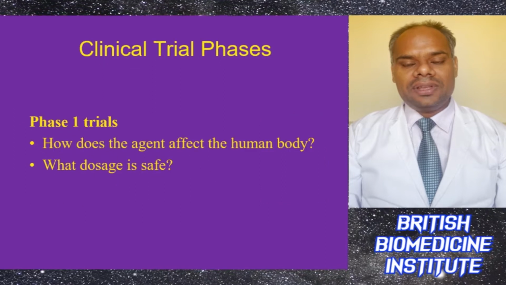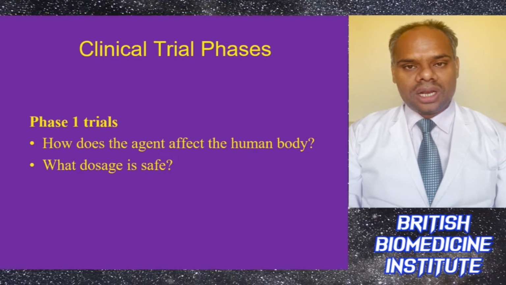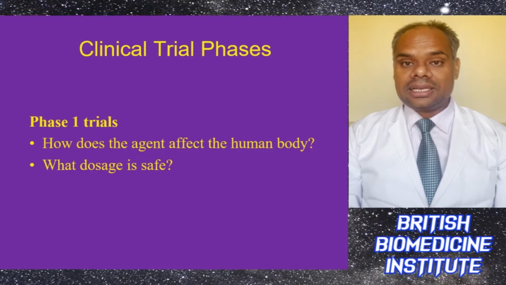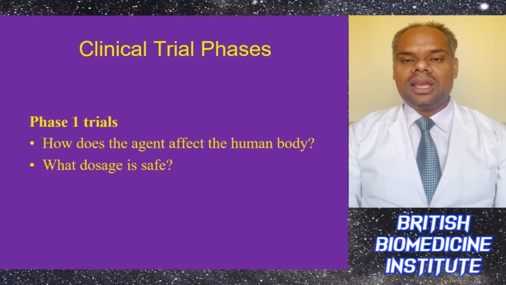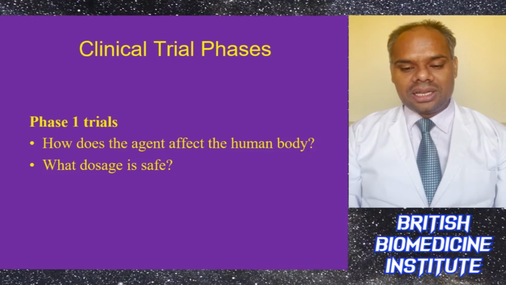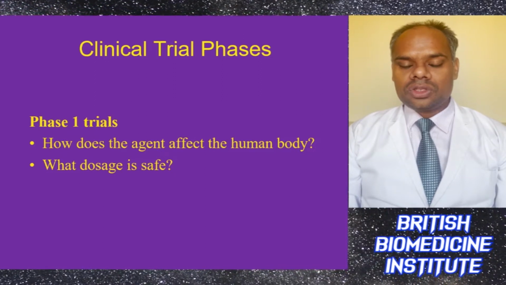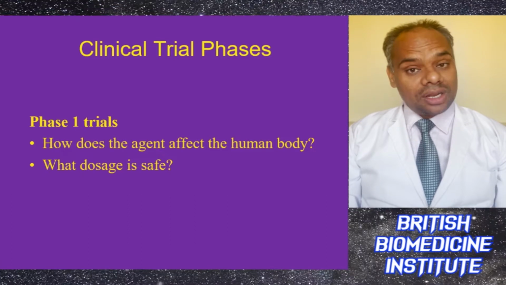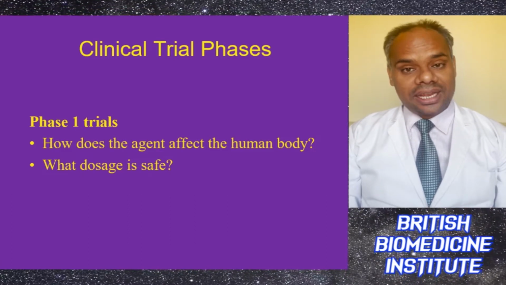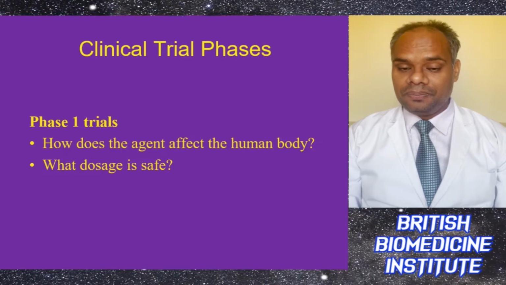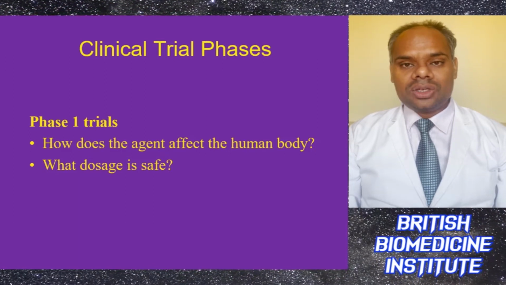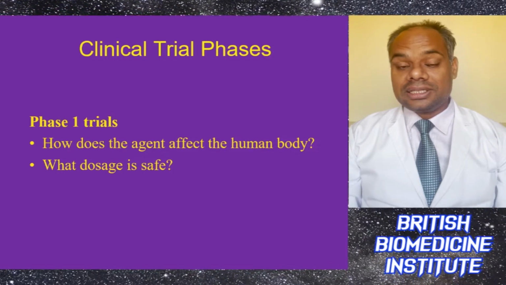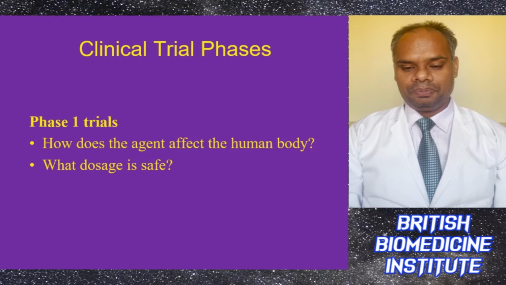Clinical trial phases are basically phase 1 to phase 4, and phase 4 is known as PMS, post-marketing surveillance. Here, phase 1 trials are done on a smaller number of subjects, and we want to know the agent's effect on the human body, and also whether the dosage given to the patient is safe or not.